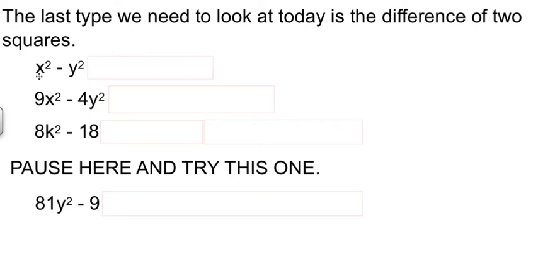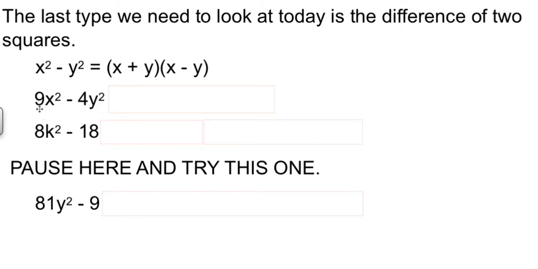X squared is x times x, y squared is y times y. So we can put an x in both fronts, a y in both minuses, and then 1 plus 1 minus. And you can do it either way. The negative can be over here if you want it. I'm a positive optimistic person, so I put the plus first. Okay. Let's try this one on. 9x squared minus 4y squared.